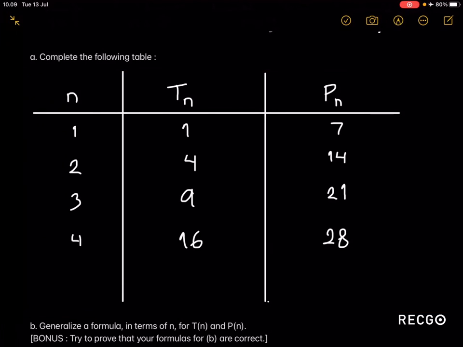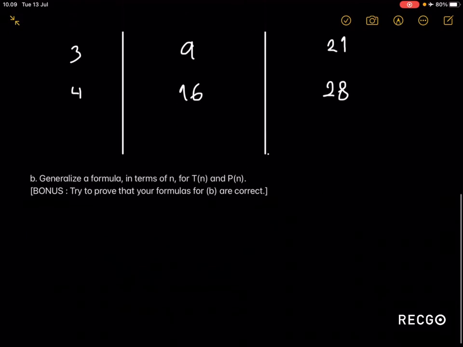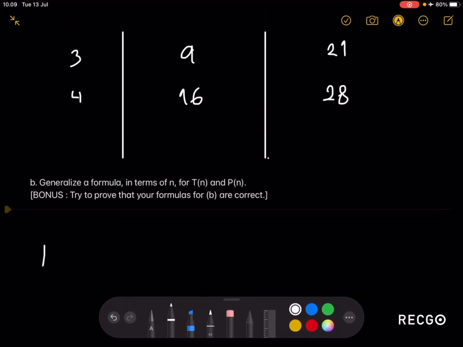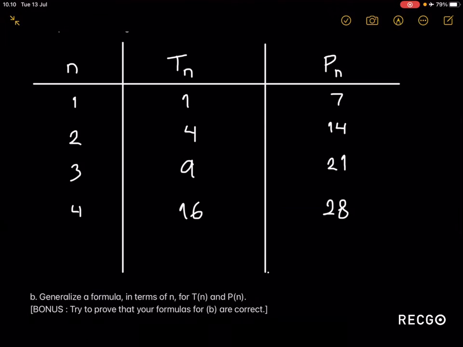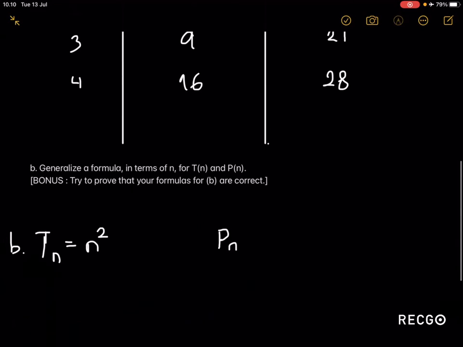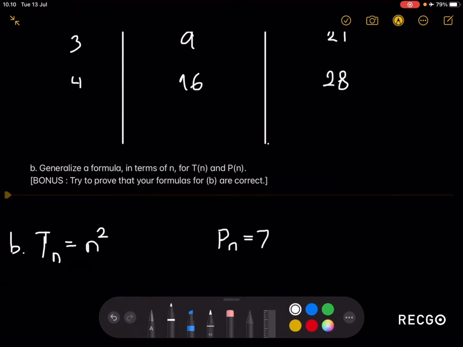From here we can generalize these formulas. For T of n, notice that they look like a sequence of perfect squares, and its general formula will be n squared. For P of n, it looks like a sequence of multiples of 7, and its general formula will be 7n.